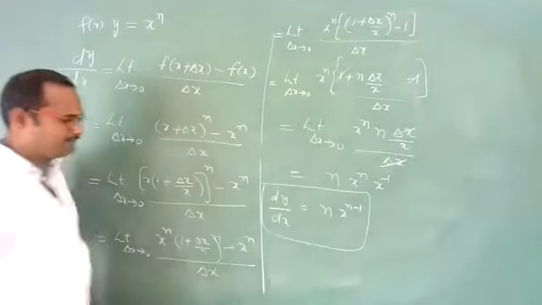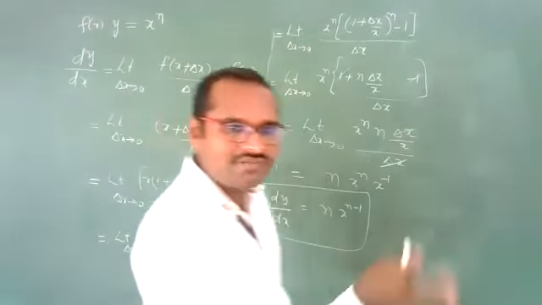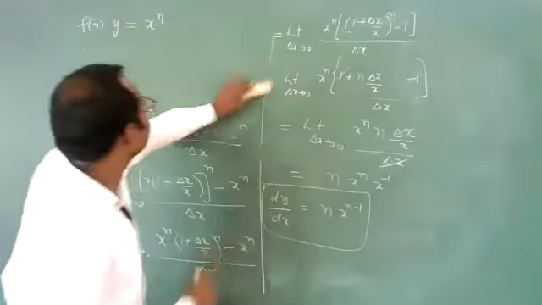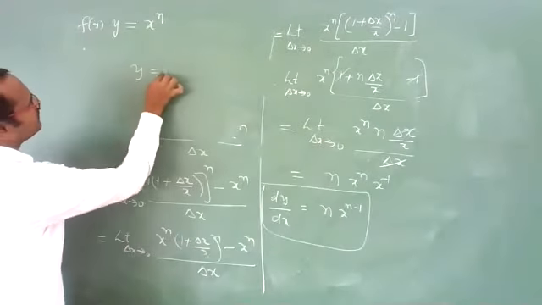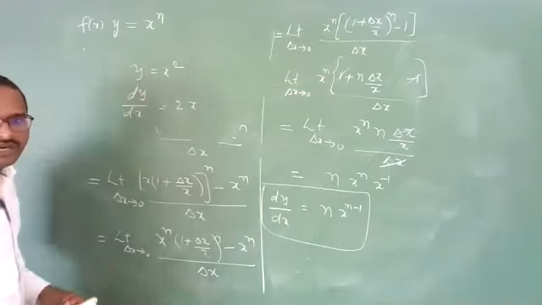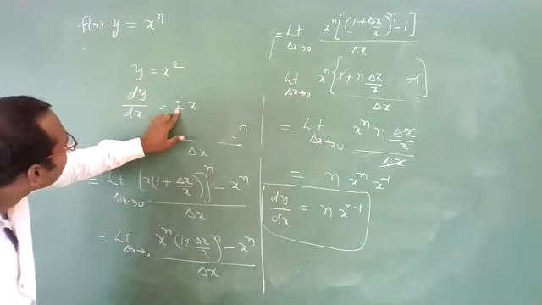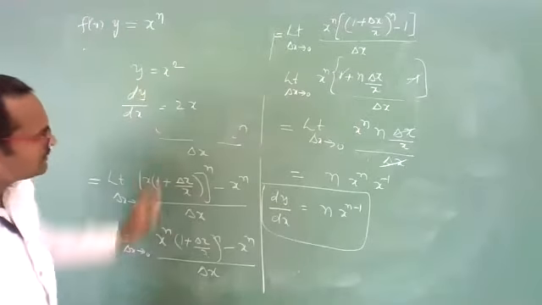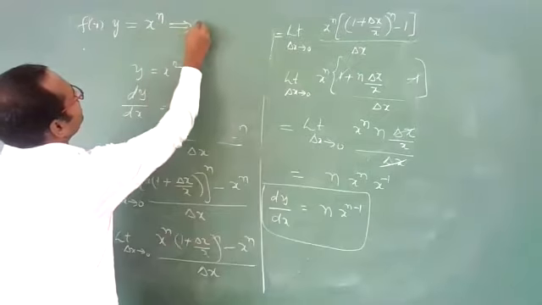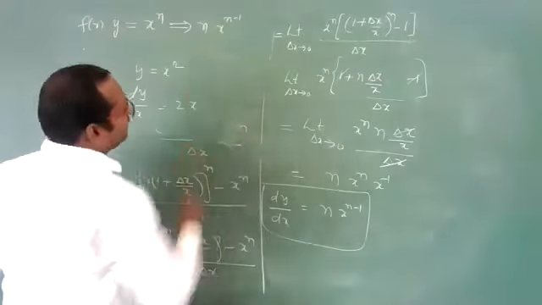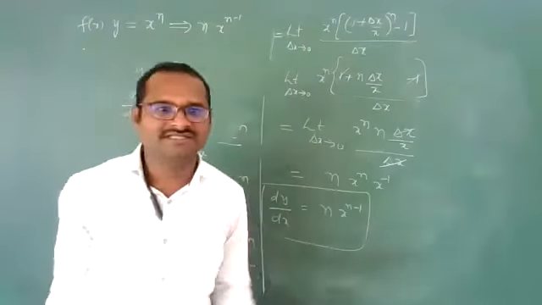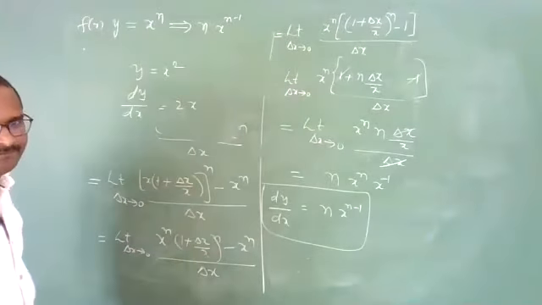Yes, the formula. This is very similar to what we have done for x square. When y is equal to x square, you got dy by dx as 2x. What we have done? We multiplied with its power and its power got reduced by 1. Same thing: when y is equal to x power n, we need to multiply with this power and the power should decrease by 1. This is the general formula. You must remember this. Okay?